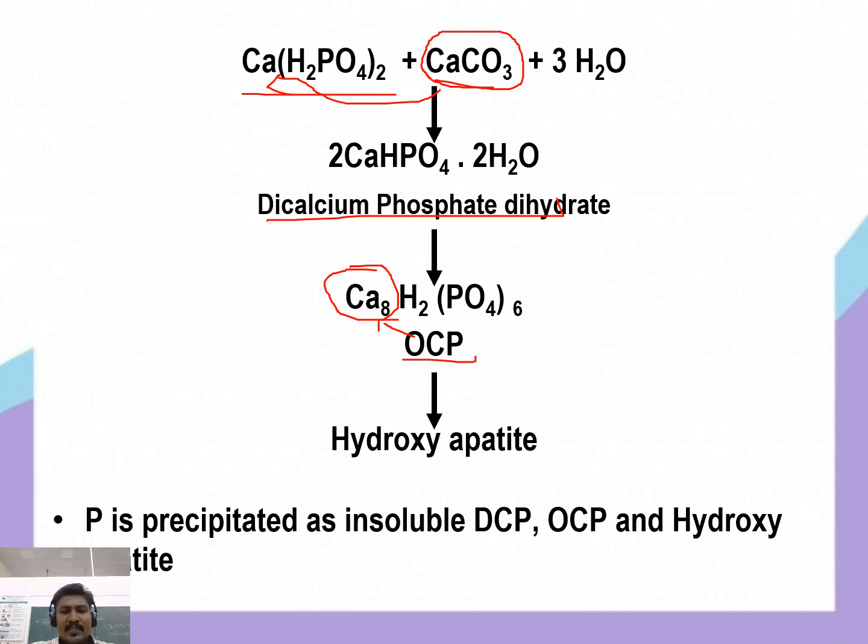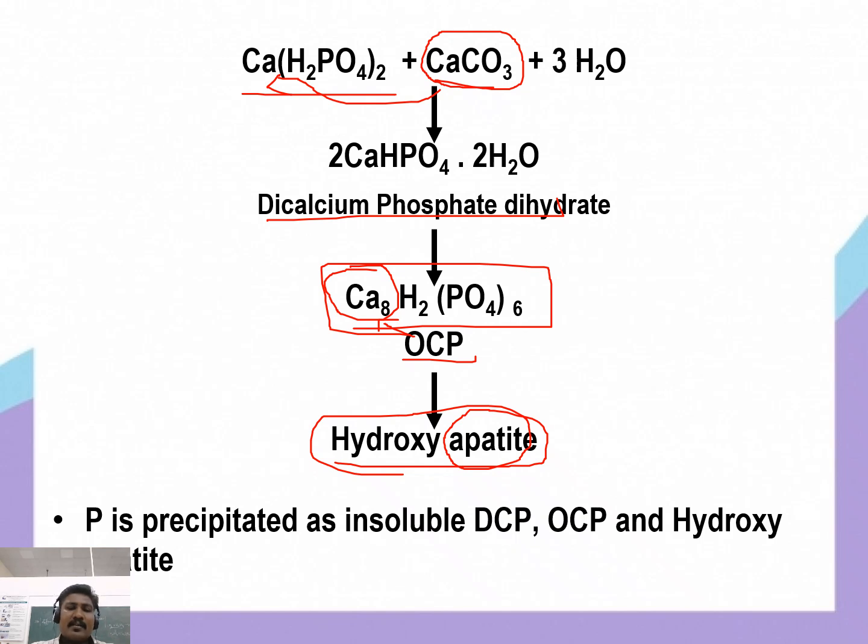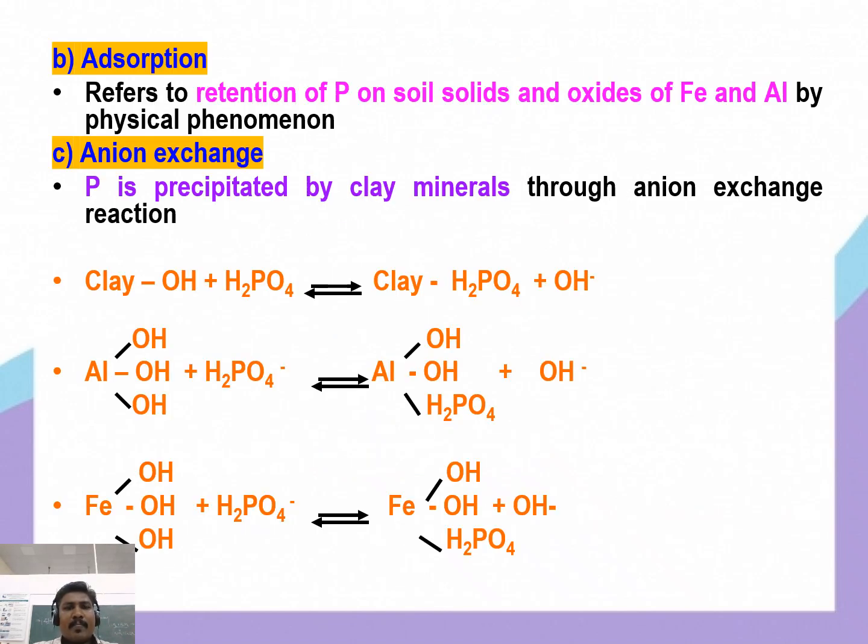The compound will be formed. So it is a very, very bound form of calcium phosphate. It won't dissolve easily. Then finally it will become hydroxyapatite. Apatite is an insoluble parent material. This will become hydroxyapatite. It is also an insoluble form. It will become a precipitated one. It is very difficult to convert into an available form.